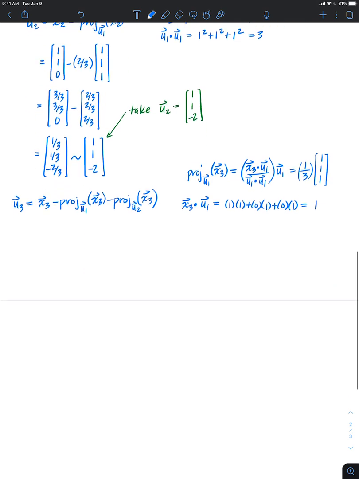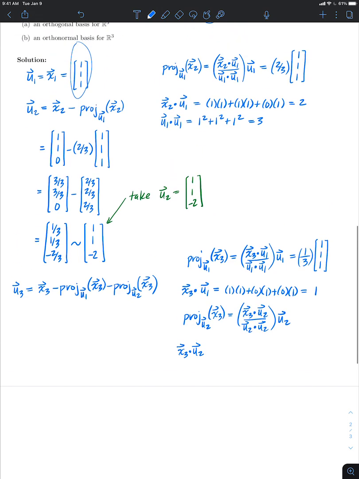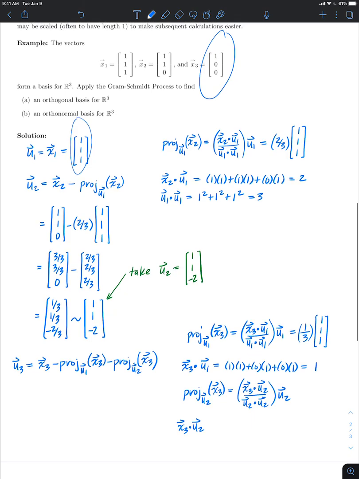But we also have to find the projection of x3 onto u2. Following the formula, there'll be the dot product of x3 with u2, divided by the dot product of u2 with itself, and that's all multiplied by the vector u2. Okay, so we got 2 new dot products to calculate. The end is in sight here, we're getting close. The dot product of x3 with u2.